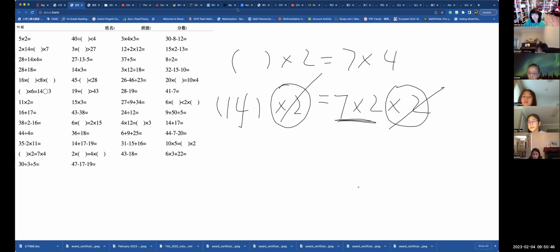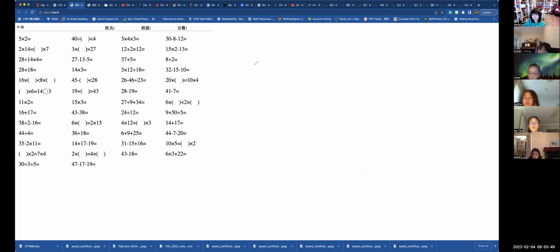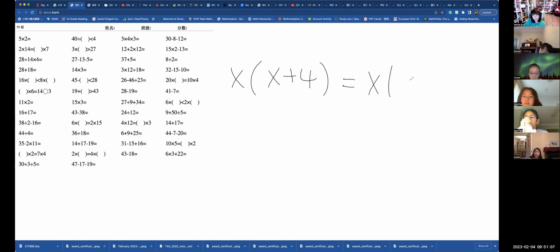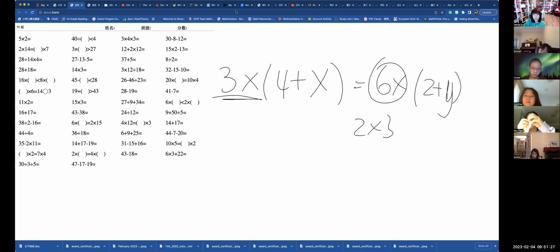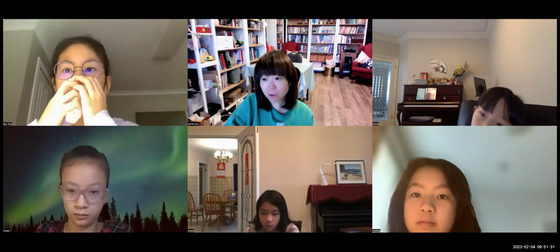Get it? So why are we doing this, everybody? When we're learning something harder next week, we're going to have x squared minus 4x, something like that. So x times x plus 4 equals x times y plus 2. Do we have to really calculate it? No, because both the left side and right side have the same thing. Or if you have 3 times 4 plus x equals 6 times 2 plus 1y, all you need to do is: here is 3 times, here is 6 times, so 2 times 3. So we're going to learn this part today. Don't worry if you think it's getting hard. You didn't learn this one yet.